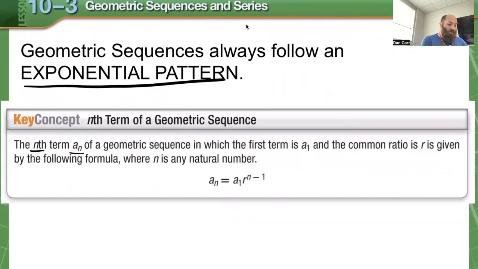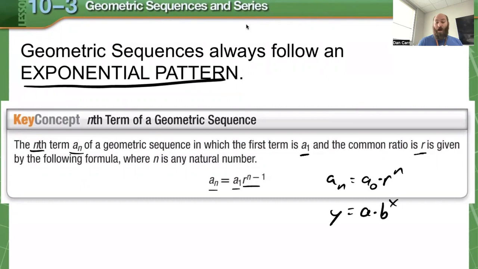We talk about the nth term being a sub n. We start with the a sub 1 term, and the common ratio is r. Then we can set it up as this: a sub n equals a sub 1 times r to the n minus 1. Now, how this might look in terms of exponential patterns would be if I do it in terms of a sub 0. So a sub 0 multiplied by r to the n. This is very much a y equals a times b to the x power. That's how it's an exponential pattern.